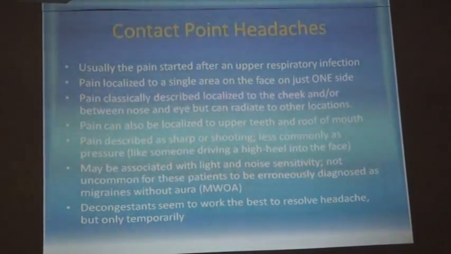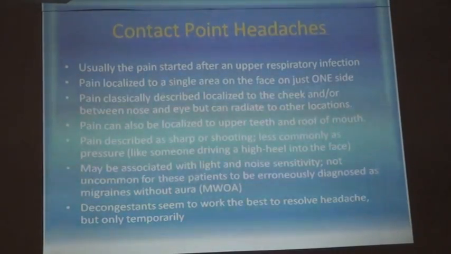Usually there is a certain pattern to these contact point headaches. Usually the pain starts after an upper respiratory tract infection. Pain is localized to a single area on the face, on just one side. Pain is classically described as localized to the cheek and or between the nose and eye, but can radiate to other locations. Pain can also be localized to upper teeth and roof of the mouth, depending on the involvement of the nerve or ganglion.